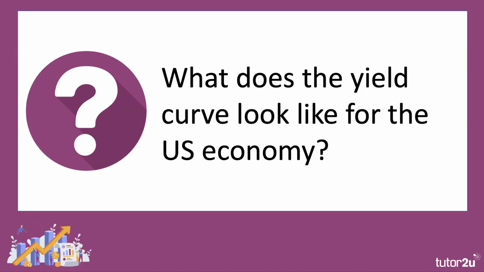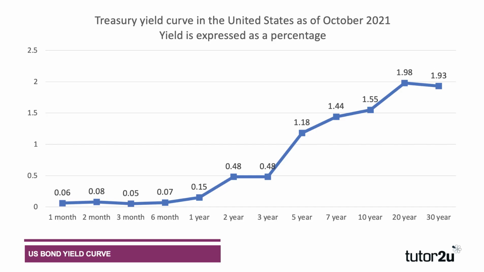Let's take a look across the Atlantic. What does the yield curve look like for the US economy? Does it have a similar look and feel? Well, here it is. And we've got some short bonds there, 1 month, 2 month, 3 month, 6 month, etc. And then all the way through to 20 and 30-year bonds.